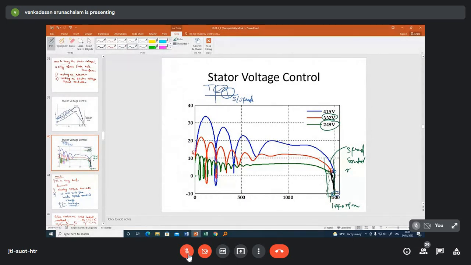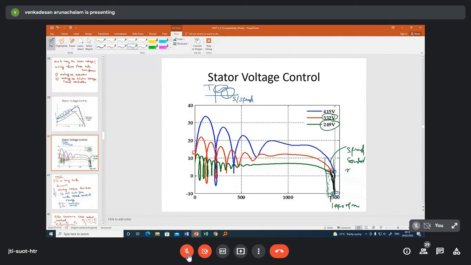Suppose, for example, 415 volt, 1440 RPM, 332 volt, 900 RPM. Then the speed control range is very high. See, 1440 RPM, 1400 RPM, there is not much difference between 1440 and 1400 RPM. Almost the machine is assumed to be running at the same speed. You cannot find any difference in the speed. Right? 10 RPM, 20 RPM, how can you observe the difference?